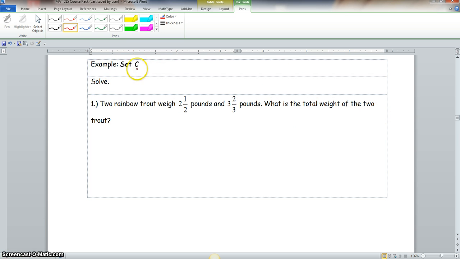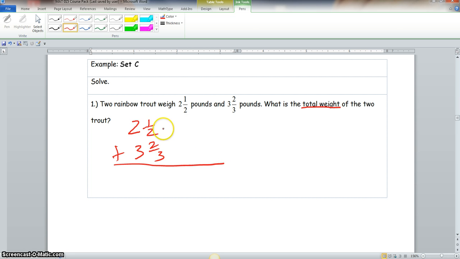Now we go to example set C. It says 2 rainbow trout weigh 2.5 pounds and 3 2/3 pounds. What is the total weight of the 2 trout? Now when they ask you for total weight, they're asking you to add. So we would take 2 1/2 plus 3 2/3.